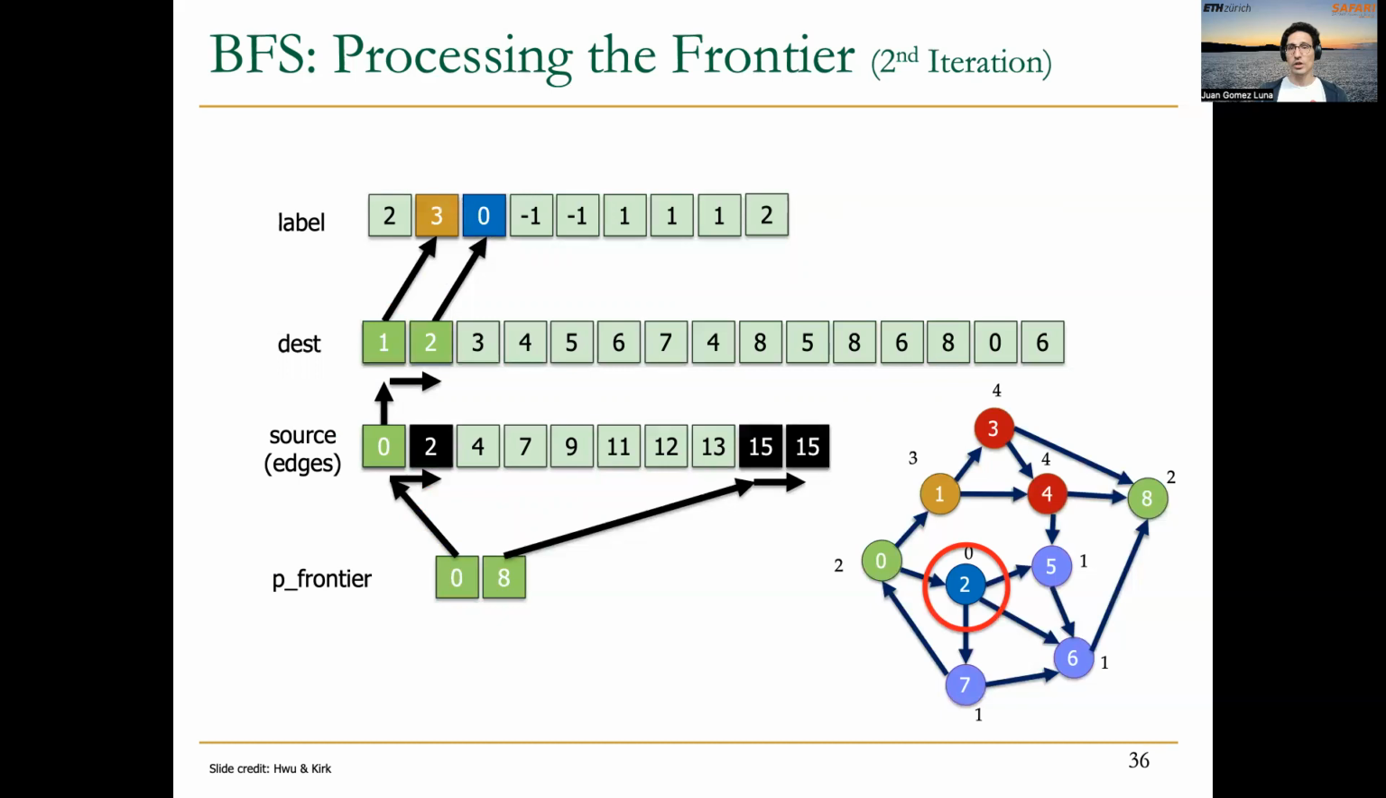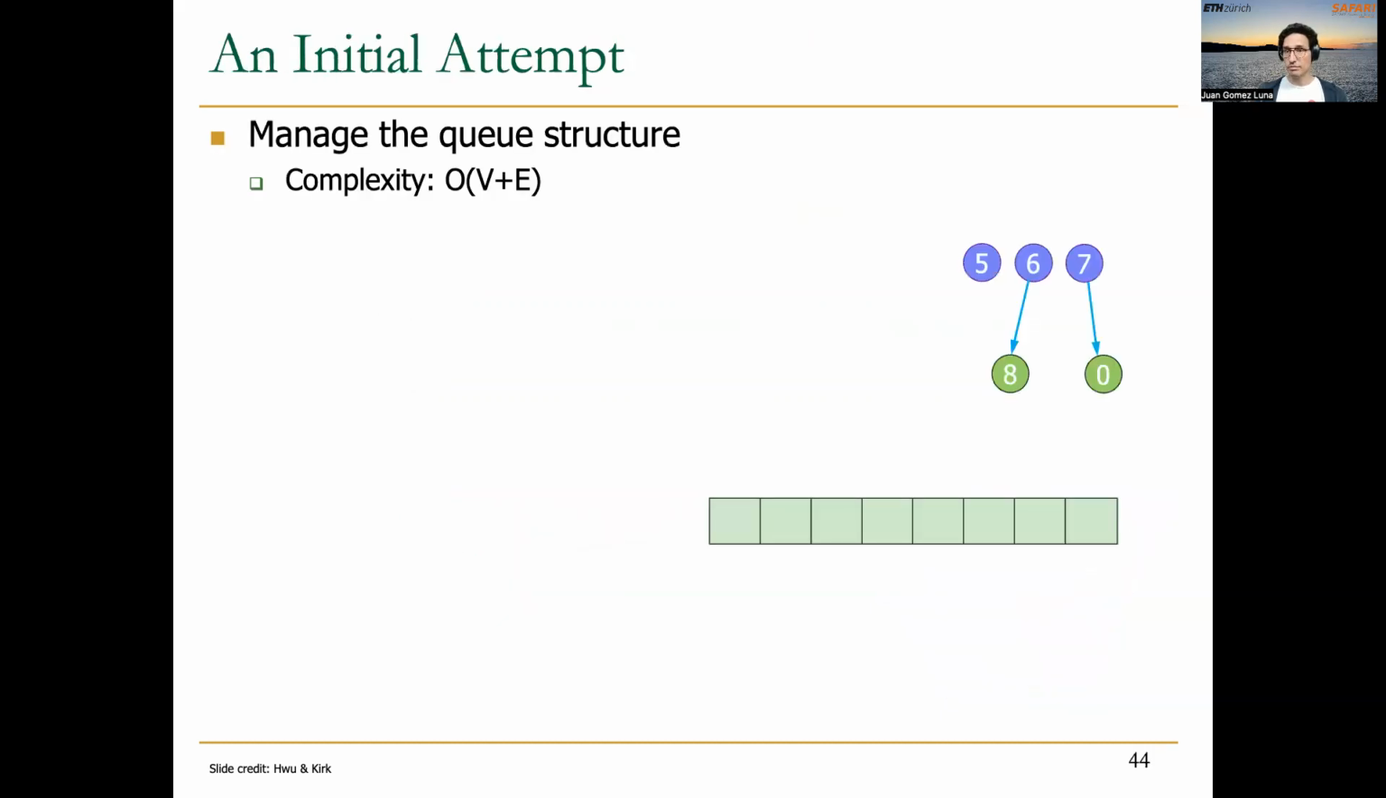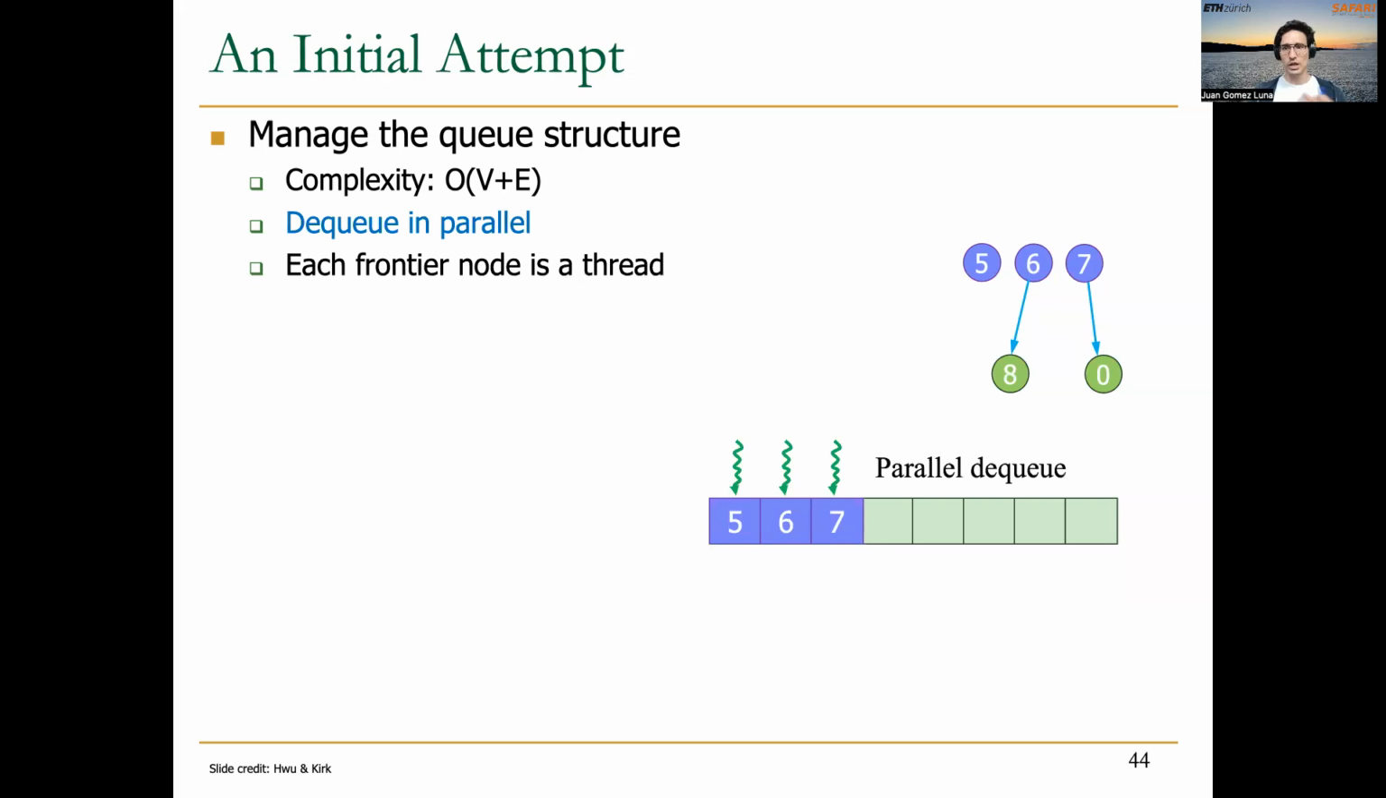In this case, one of them was node 2, that was the source, so that one was at 0 hops from the source, while node 1 is at distance 3, or 3 hops. We can parallelize this naively, with a complexity of O(V+E), V being the number of vertices and E the number of edges. Assuming that we have 3 nodes in the frontier, 5, 6, 7, one thing that we can do is assign different threads to different nodes in the queue. We dequeue them in parallel, and now we check what the neighbors are.